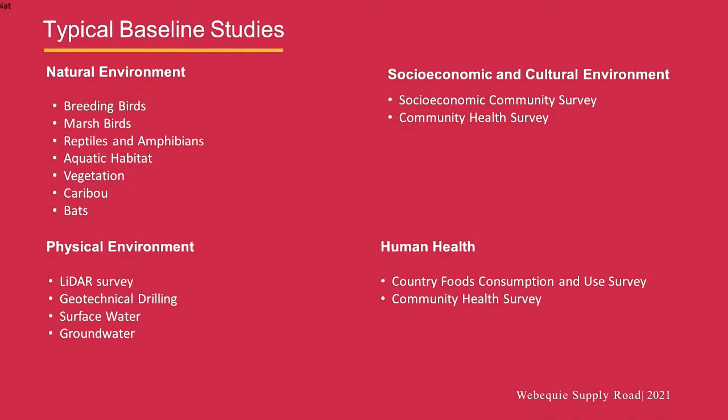So, for example, natural environment. You've got breeding birds, marsh birds, reptiles and amphibians, aquatic habitat, vegetation, caribou, bats. There's a lot. Now, each of these studies is very typically done over a number of years during the environmental assessment, usually multiple seasons and quite often multiple years. So there is an intense amount of field work that's done as part of these natural environment studies.